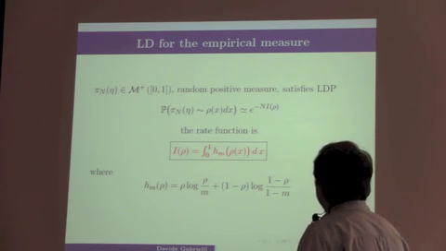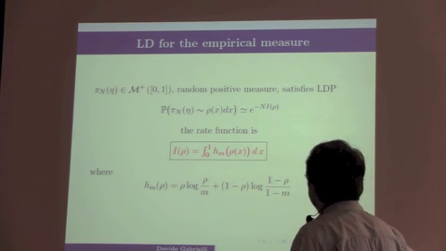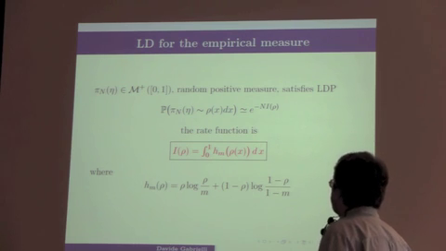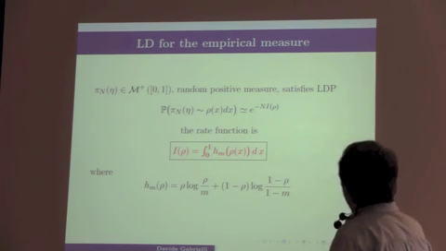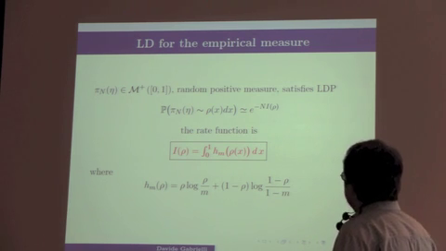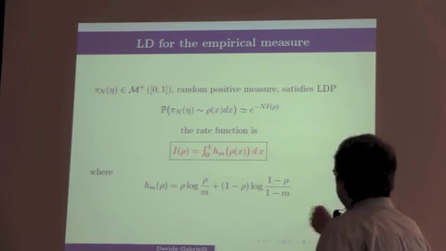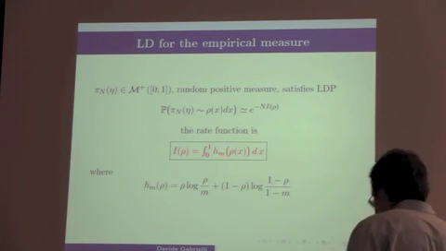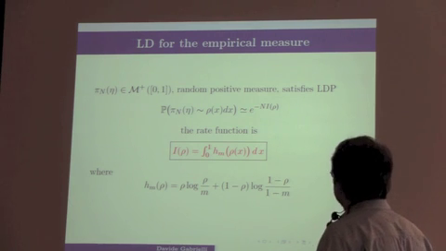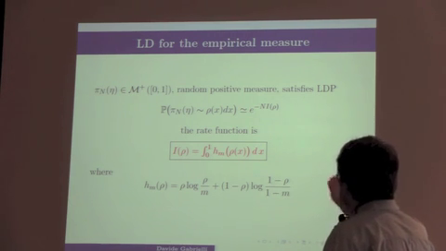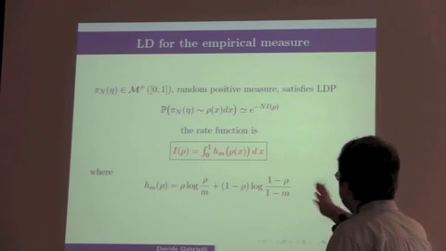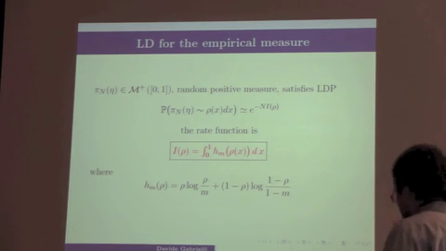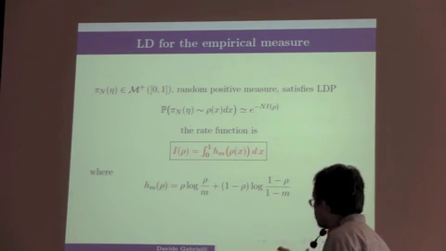This is a random positive measure on the interval 0, 1, and you can quite easily prove that a large deviation principle holds for this object. If you want to see the probability of seeing a certain density profile for your empirical measure, then this is exponentially small, and the rate function is this integral here, where the special function is the relative entropy. You have to stress that.